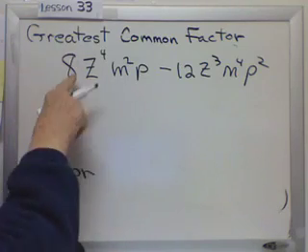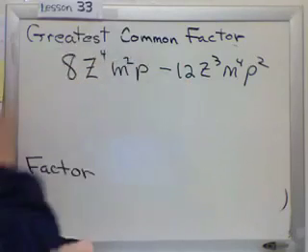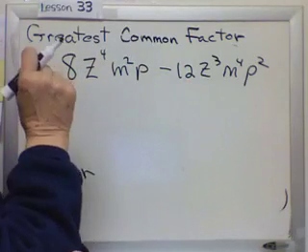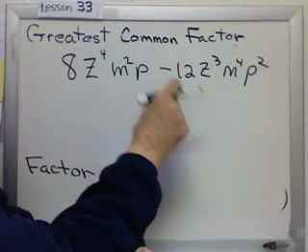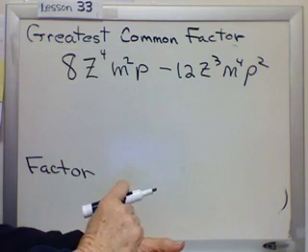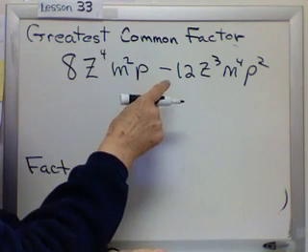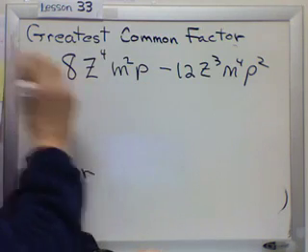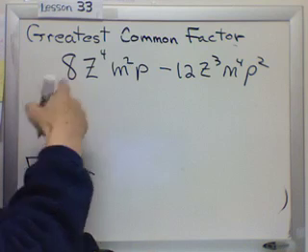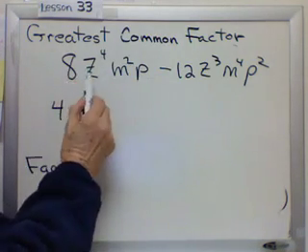All right, so I need a number that divides into both 8 and 12. Well, 2 goes into 8, 2 goes into 12. Could I find a bigger one, though? Well, 8 goes into 8. Does 8 go into 12? No. So 8's too big. How about 4? 4 goes into 8 twice. Does 4 go into 12? Yes. All right, so let's use 4. So that means 4 in terms of the coefficient. Now, let's look at the z.